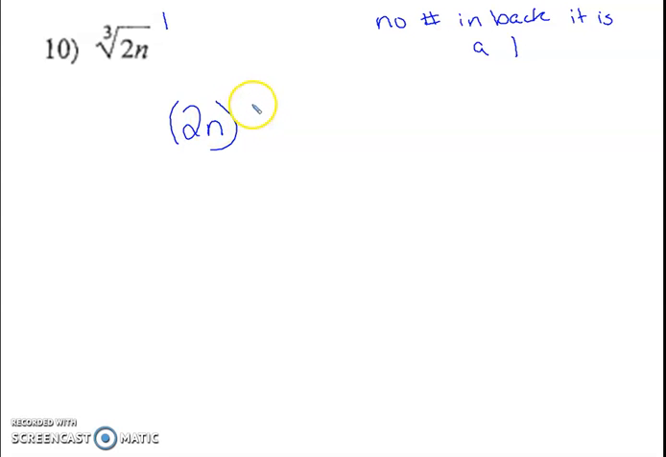Number 10. When there is no number in back, it is a 1. So here, my base would be 2n. My 3 would go to the bottom, and 1 would be on top. Because there's no number back there, we put a 1. There's no number here, we put a 2. There's no number here, we put a 1.